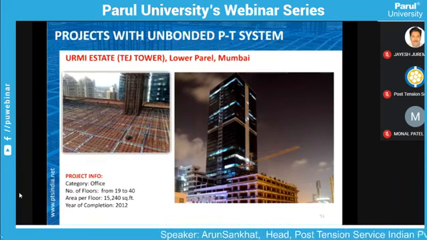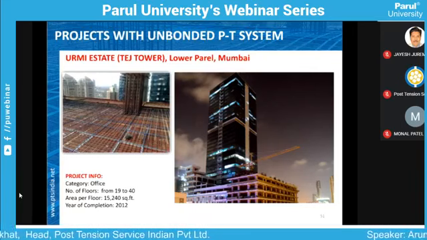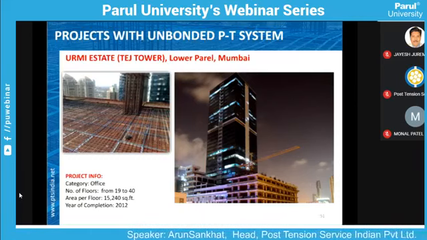This was the geometry, and we introduced PT by removing the beams. The beams were actually joining the core wall and the perimeter columns. So we tried to optimize them, and because of this, they could actually increase some more floors in the total height of the building by removing these beams.